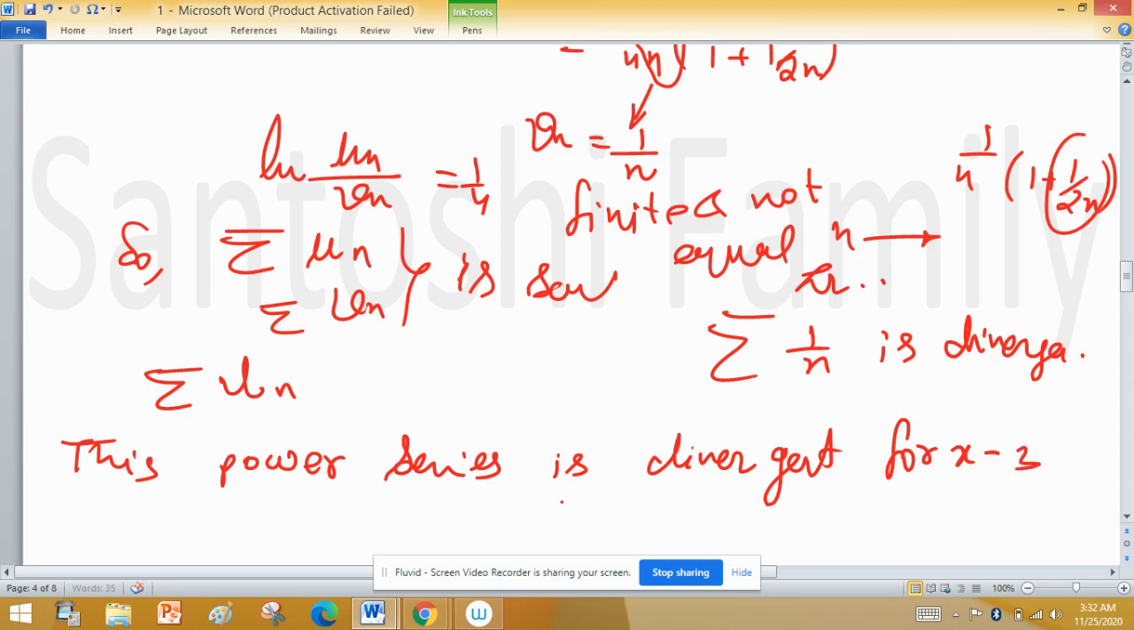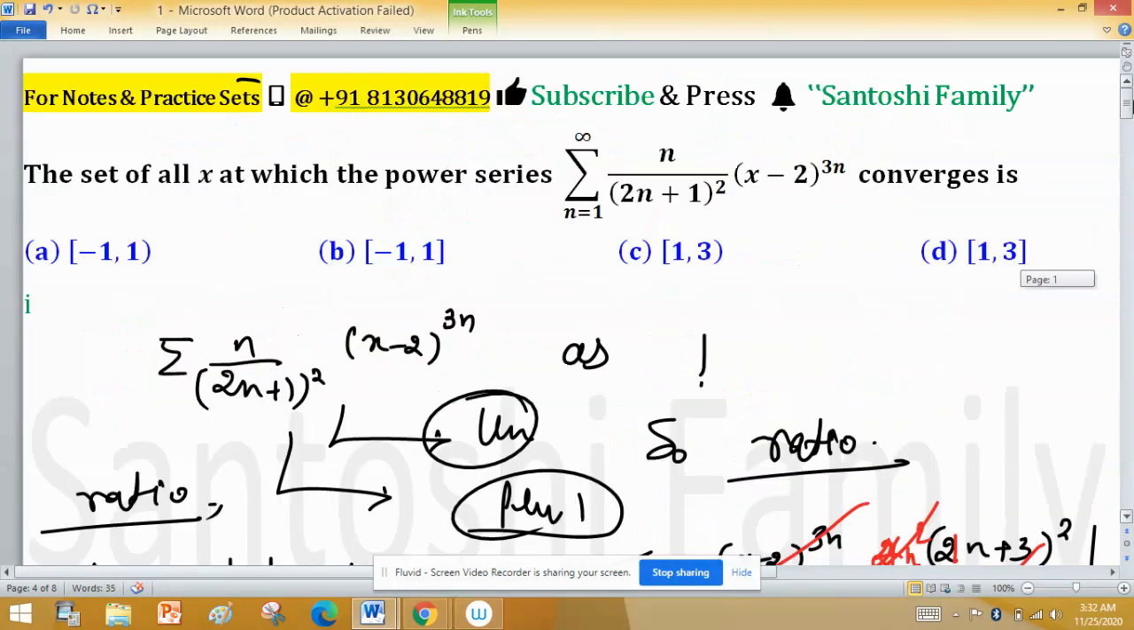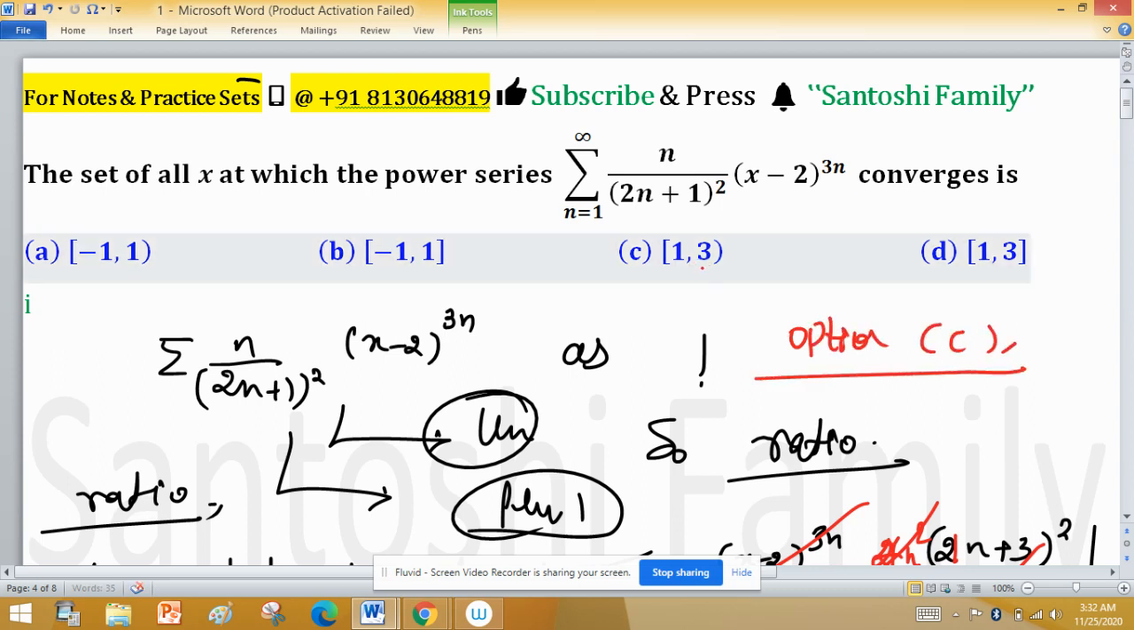And we have found that x belonging to the interval closed at 0 and open at 3 is convergent, and other than these x, it diverges. Now check which option is matching. Option C is the right one, because 3 is not included here and 1 is included.